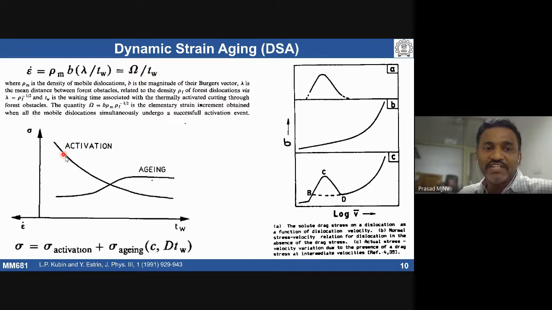This is thermal activation without any solute atom interaction. The moment solute interaction happens, it takes a particular time. If you give enough time, enough aging can take place. That means the solutes can pin the dislocations. Once you go to high temperature and low strain rates, we see again that thermal activation is going to dominate.